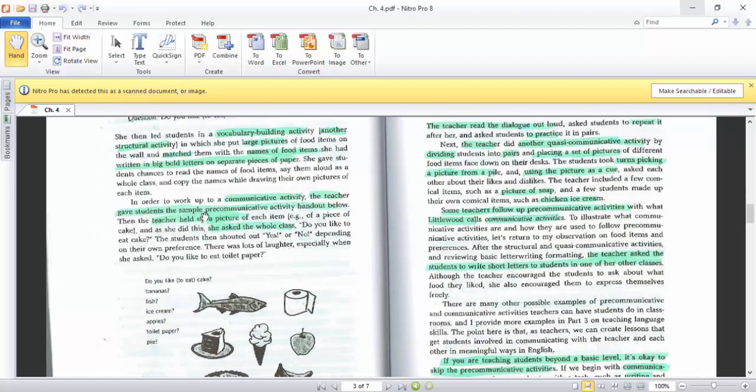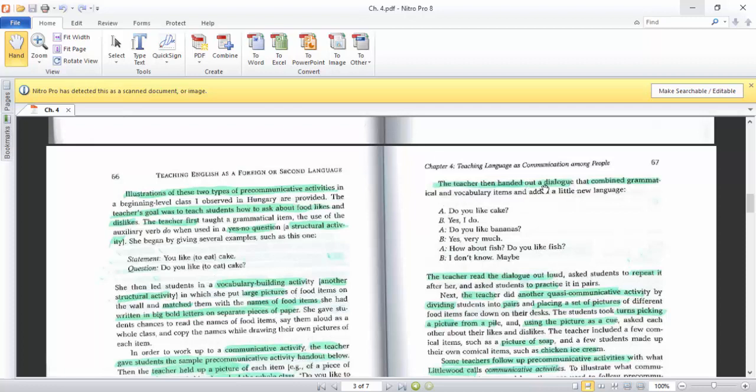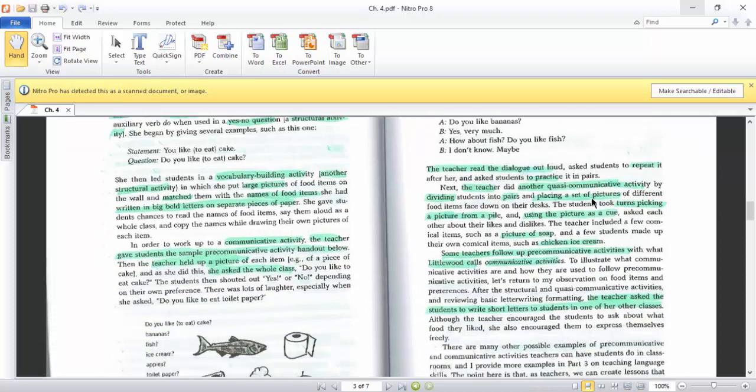The teacher gave the students a sample pre-communicative activity handout. The teacher held up pictures, and the students should match the pictures with the words or phrases, if they like or dislike the food. The teacher then handed out a dialogue that combined grammatical and vocabulary items, adding a little new language. The teacher read the dialogue out loud, asked the students to repeat it after her, and asked students to practice it in pairs.